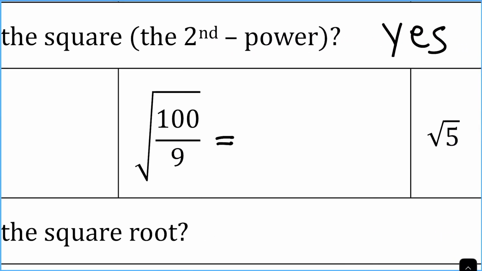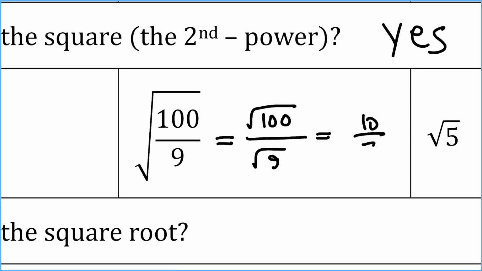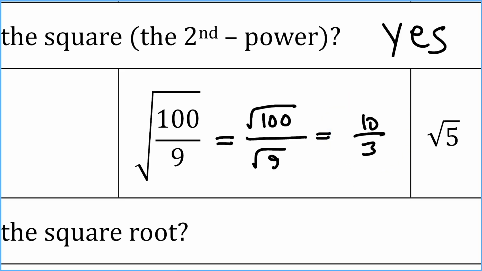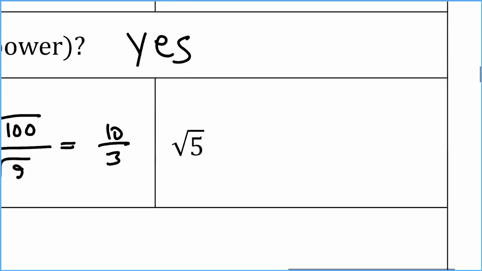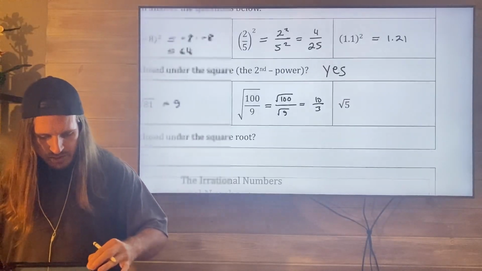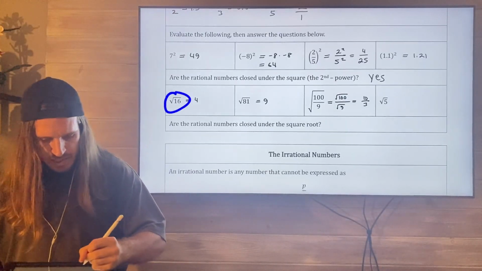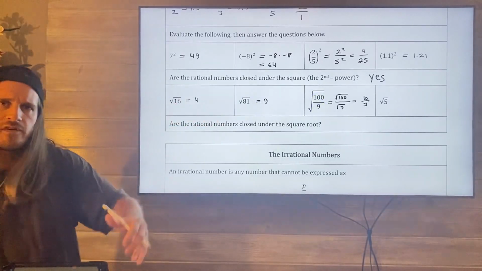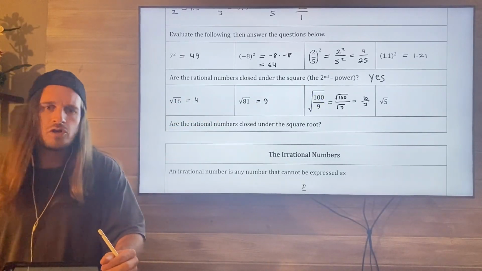How about the square root of 100 over 9? Well, that's just the square root of 100 over the square root of 9, which is 10 over 3. 10 thirds. Is that rational? Yes, right? That's a fraction. It's rational. Okay. How about the square root of 5? Can we do to 5 like we've been doing to all these other numbers? We had a 16, we had an 81, we had 100 over 9. Can we do that with a 5? And the answer is no, you cannot.